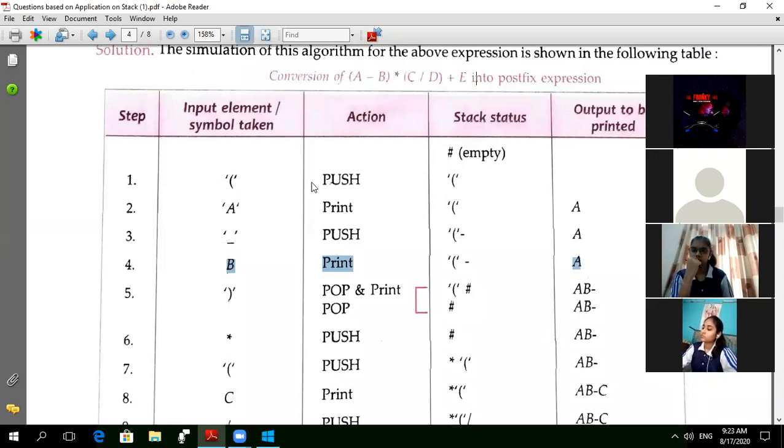Look, a bracket will come, push the bracket, then another bracket, then nothing will come in the output. Then a print, so a will print here. After that, the minus sign you have to push in the stack. Then b, print b. Here this is a printing mistake, so b will come after this a. So correct this. After this a, b will come. Is that clear? So you have to write b after this a. This is a printing mistake in your book, so correct this.